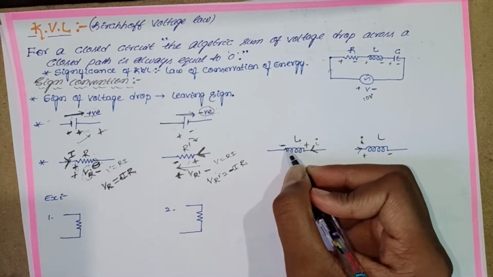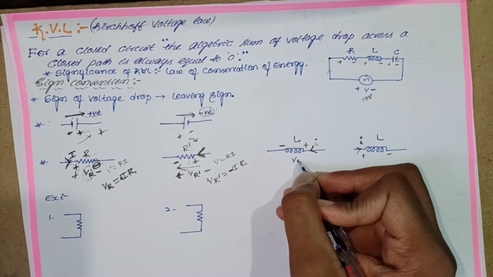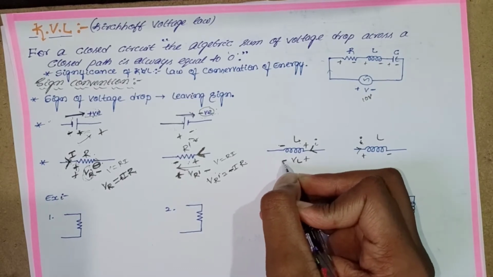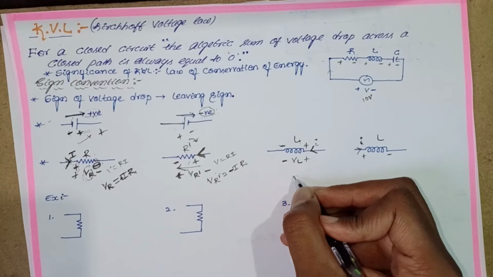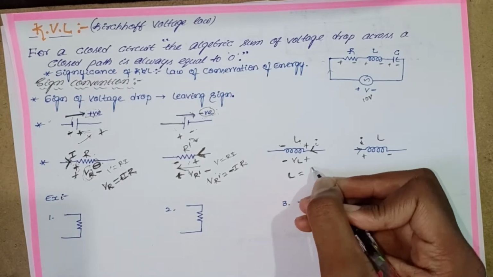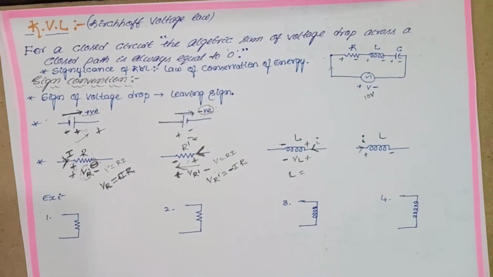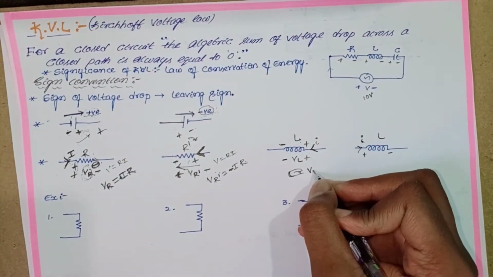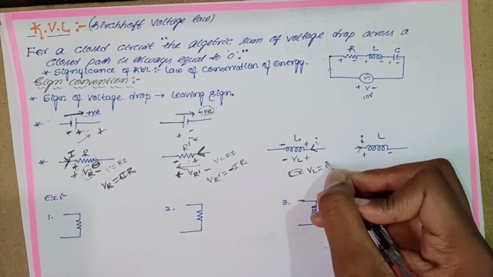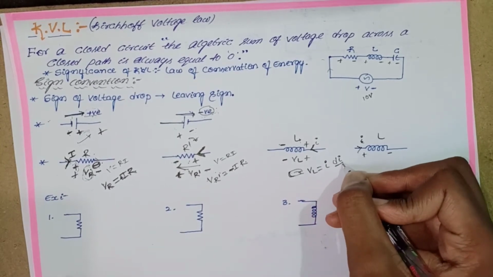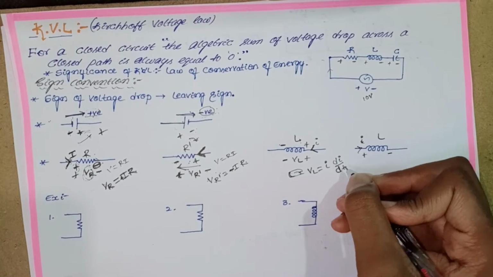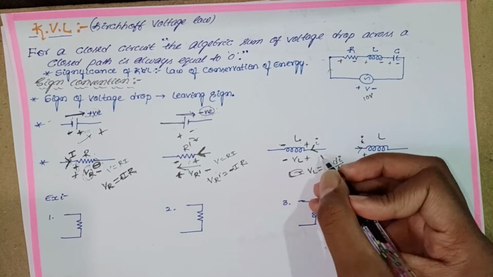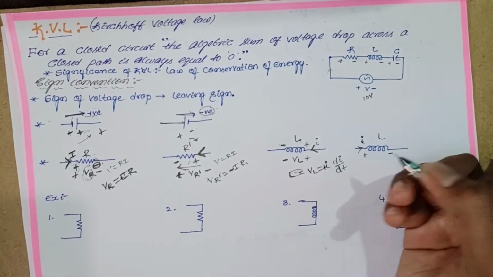Let's move on to the inductor. I consider the drop VL. This is positive, this is negative. So the drop across the inductor, VL, is equal to L into di by dt. Do we put positive or negative? Compare this sign. Negative, negative, same sign. Negative, positive, positive, same sign. So you put a positive sign.